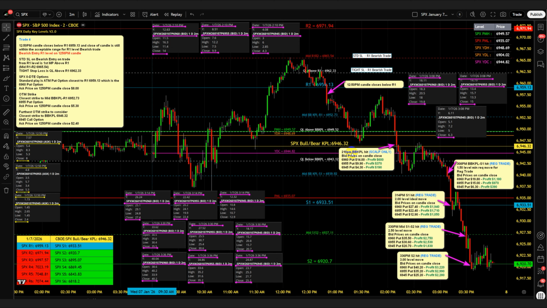Then on this 2:10 candle, we have a BBKPL hit. That's a scalp only because that's a one level move from the level we're taking the bearish trade from, R1. One full level down is the bull bear KPL. Bid prices on candle close: $69.60 put, $14, profit $6.00. $69.55 is $9.90, profit $3.70. $69.45 bid price on the candle close $4.30, profit $1.90. And these are all up here.